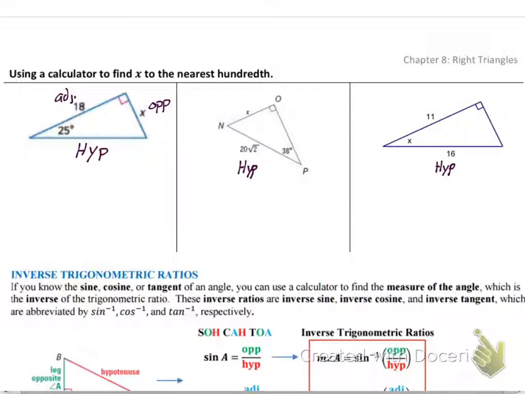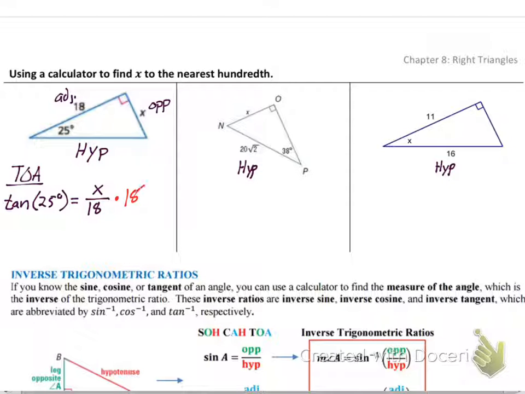Now because we have 3 to choose from, I'm going to ask myself, which one uses just the opposite and the adjacent? Which one of those 3 trigs uses opposite and uses adjacent, Hannah? The tangent. So we're going to use tangent, which is TOA, opposite over adjacent. So the tangent of 25 degrees equals opposite, which is x, over adjacent, which is 18.